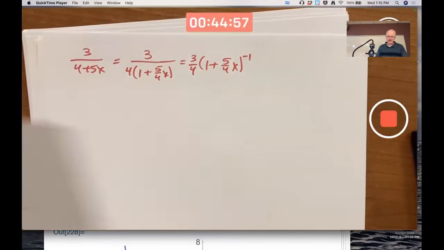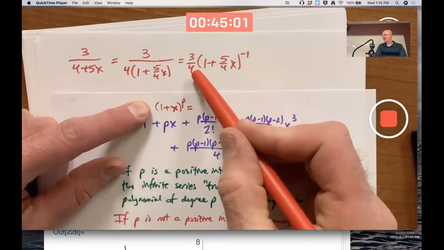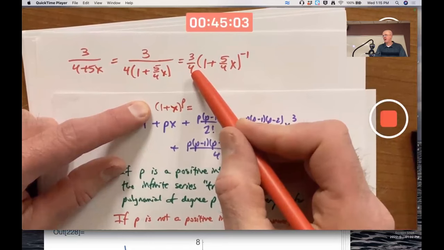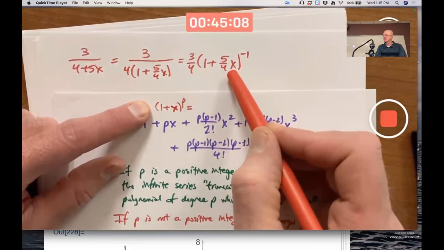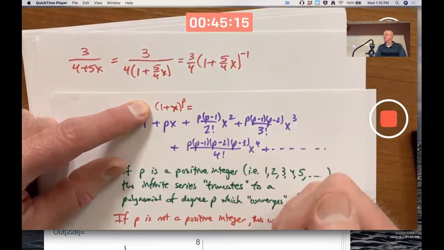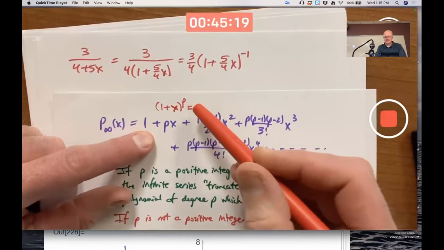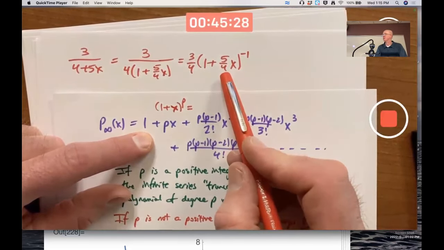It's now looking closer to that, except we have a 3/4 out in front. Well, that's no problem. Just leave it out in front. Got a 1 plus. Well, we don't have an x there, but that's okay. Just use this formula replacing x with 5/4 x. That's all you have to do. The x in this formula is an arbitrary number between -1 and 1, just a symbol representing such a number. You can think of 5/4 x as representing an arbitrary number between -1 and 1.